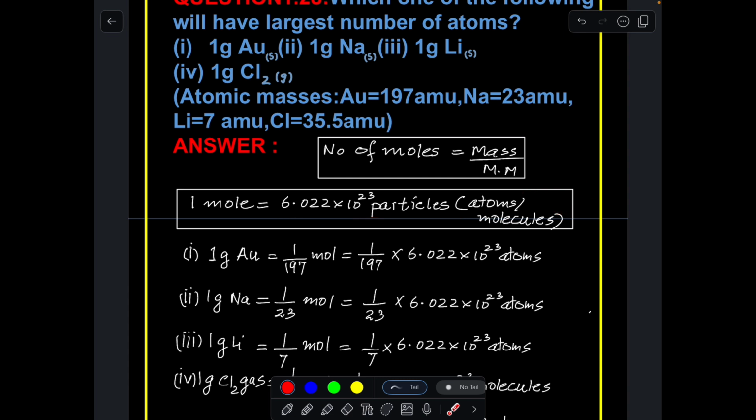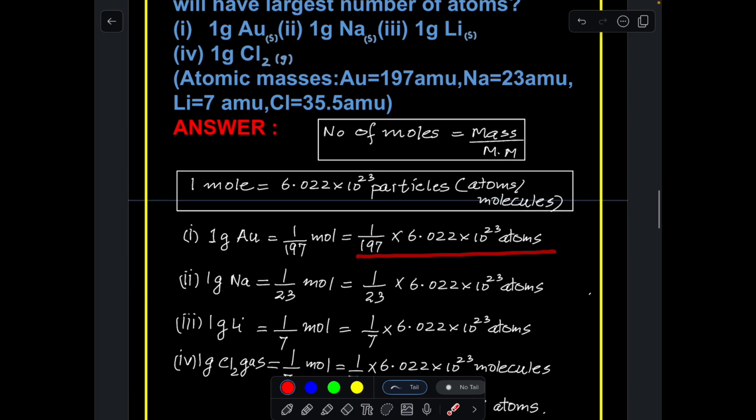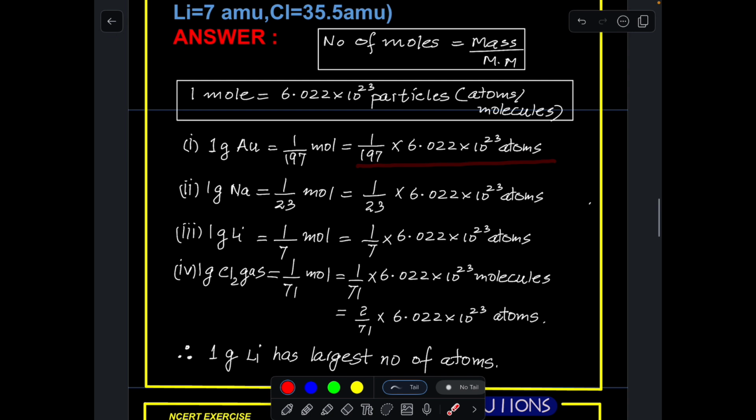So for the very first part, they have given you 1 gram of gold. So we will calculate the number of moles as mass, that is 1, divided by molar mass, that is 197, and you will multiply by the Avogadro's number to get number of atoms of gold. So these are the total number of atoms of gold in 1 gram of gold. Similarly, we'll calculate number of atoms of sodium in 1 gram of sodium and number of atoms of lithium in 1 gram of lithium.